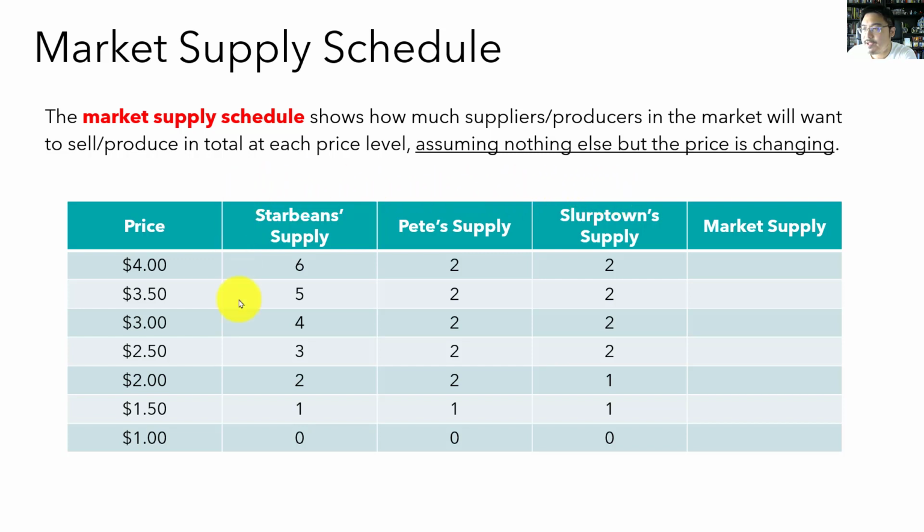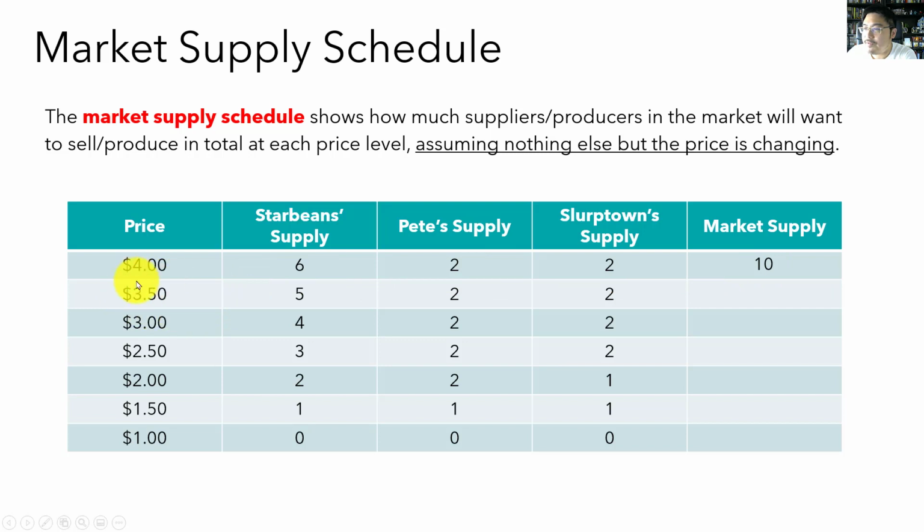Suppose in the market we have 3 sellers. We have Star Beans, which we already saw, and here's Star Beans' individual supply schedule. We also have Pete's, and here's Pete's supply schedule. And we also have Slurptown, and here's Slurptown's supply schedule. So to calculate the market supply schedule, we're just going to be adding up each individual supplier's quantities at each price, right? So at a price of $4, Star Beans is going to supply 6, Pete's is going to supply 2, Slurptown is going to supply 2, and so the total market supply is going to be 10.